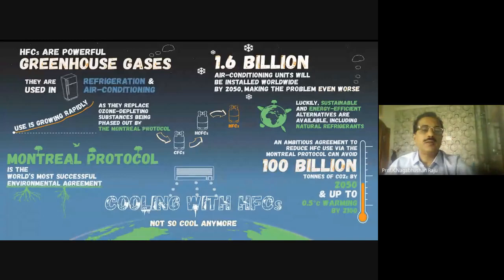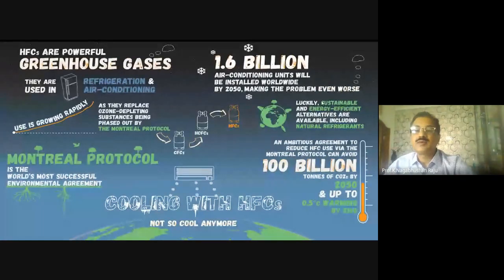And the Montreal Protocol gradually succeeded. They became successful in converting the use of CFCs, chlorofluorocarbons, into hydrofluorocarbons, which are not so detrimental to the ozone layer. You would have seen why the Montreal Protocol was necessary: nearly 1.6 billion air conditioning units would have been installed worldwide by 2050, making the problem even worse.